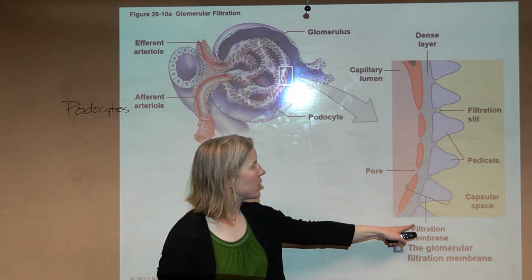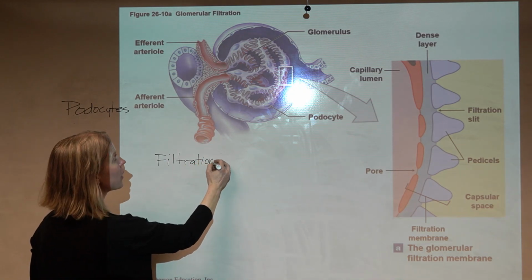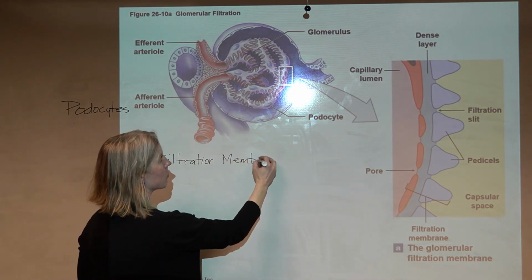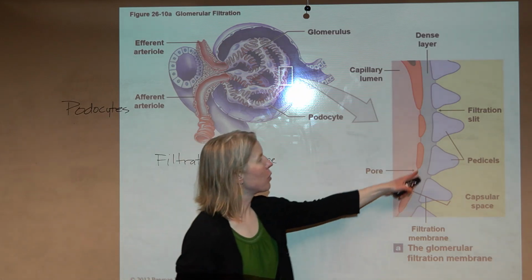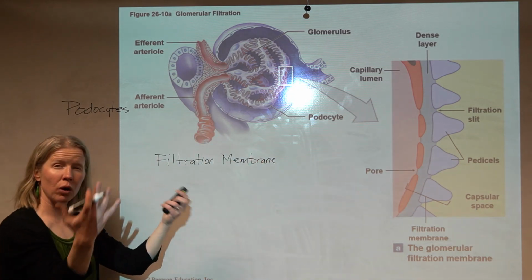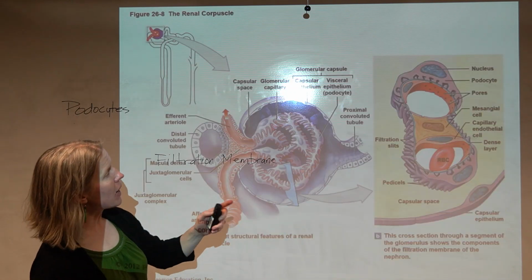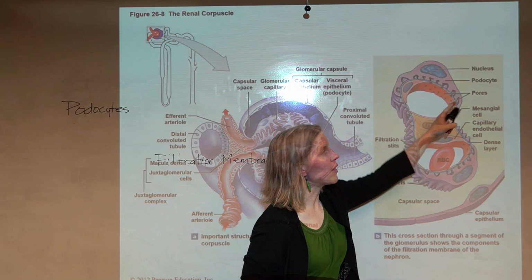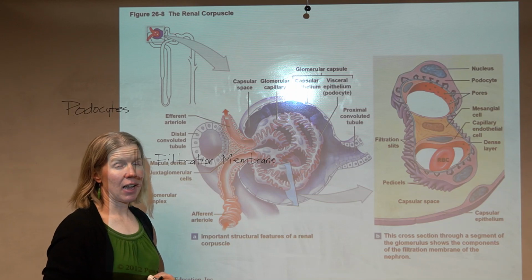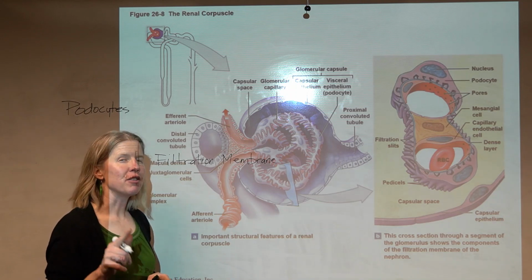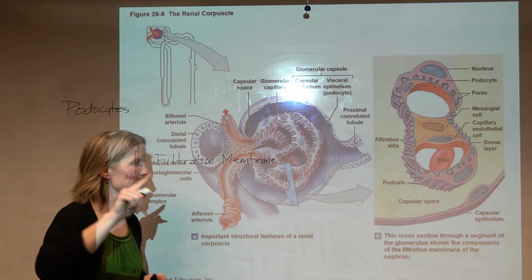Now notice, this filtration membrane, i.e. our coffee filter, what things need to get across, is really made up of three things, right? So we know we're in a capillary. We know capillaries are made of endothelium. And what you might notice is in this capillary, they're actually pointing out the pores. Do you remember what kind of capillary had pores? If you said fenestrated capillary, you are correct.